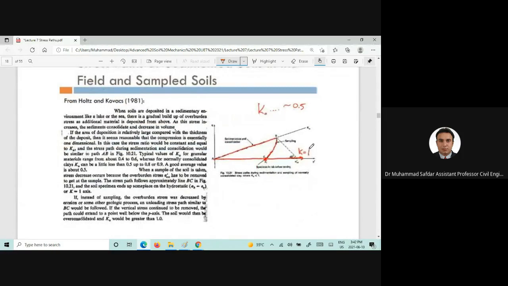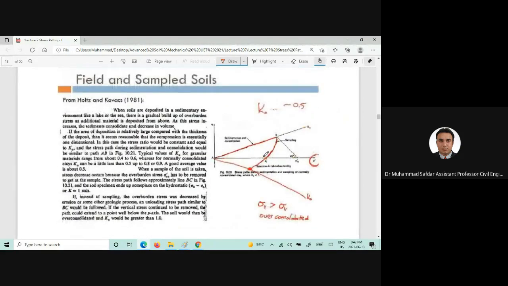So if you are saying that this is K equal to 1, and K naught recommended for normally consolidated clays is equal to 0.5, now if you are taking a point below K equal to 1, it means that we are in the over consolidated clay range, and that would be over consolidated clay in which the horizontal stresses would be greater than the vertical stresses.